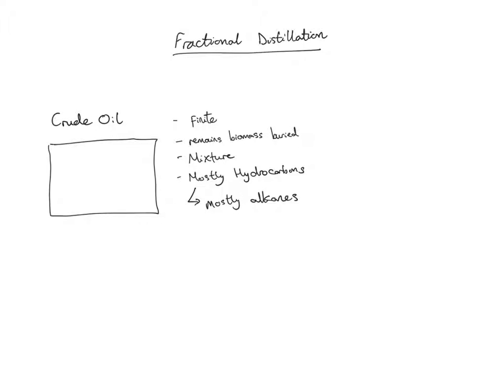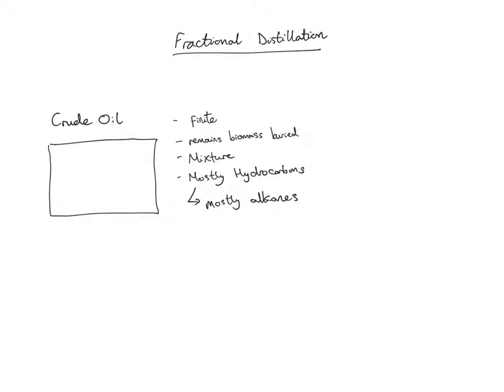So here we're going to talk about fractional distillation. And in order to understand what fractional distillation is about, we need to understand the starting raw material, and that's crude oil. So crude oil is what you start with, you dig it up from the ground, and it's finite, so it's going to run out. It's the remains of ancient biomass buried under mud, so plant life being crushed together to form crude oil over many, many years.